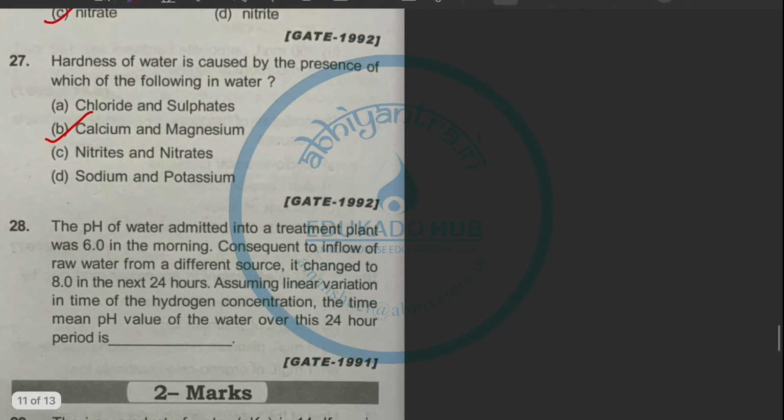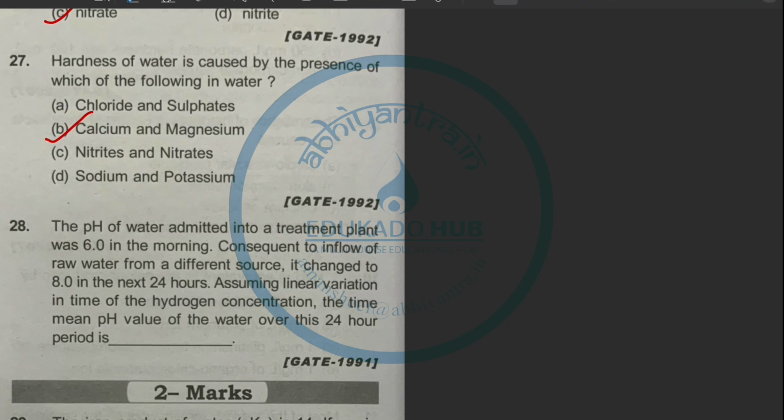Next is question 28. The pH of water admitted into a treatment plant was 6 in the morning, consequent to inflow of raw water from a different source. It changed to 8 in the next 24 hours, assuming linear variation in time of the hydrogen concentration. Time mean pH value of the water over this 24 hours period is, so they are asking the mean. We can say in 24 hours what will be the mean value of pH in the water.